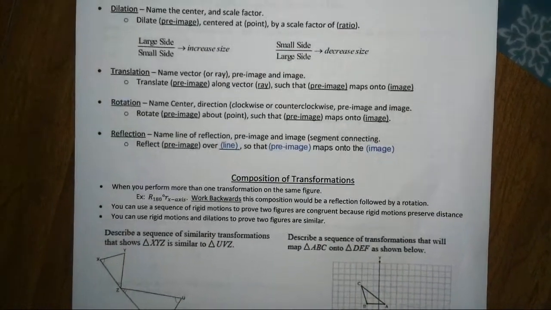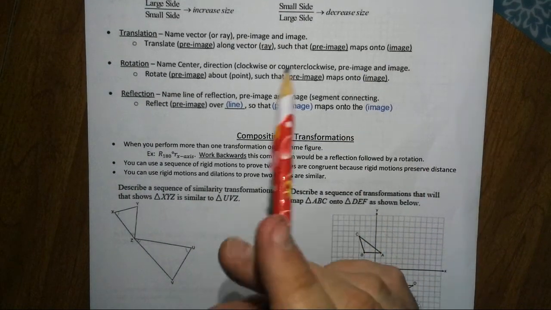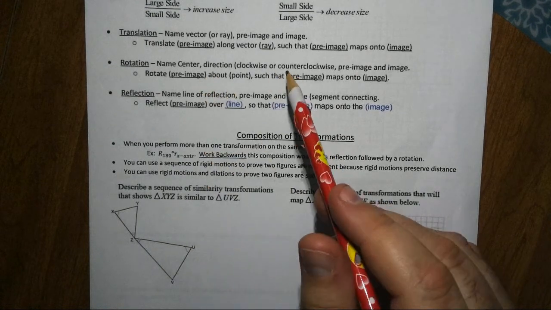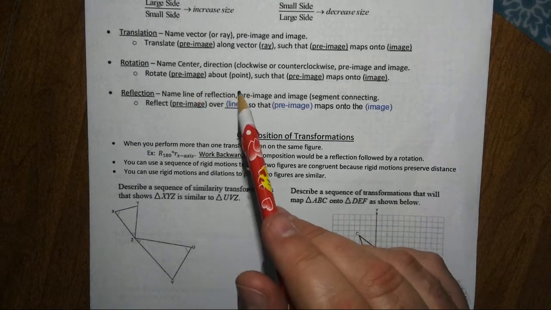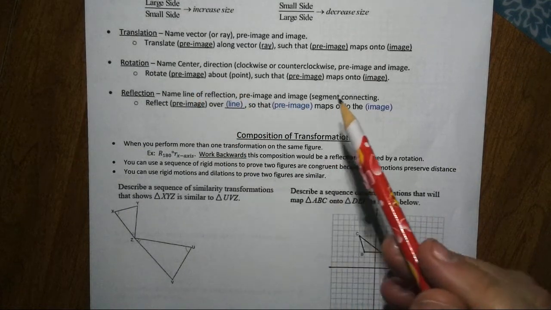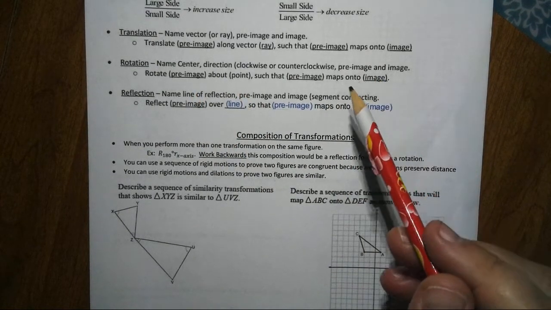Translation. Name the vector array. So what are you translating what, along what line, such that what maps onto what. Rotation is rotate what shape, about what point, and then how far, so that something maps onto something, or is it going 90, 180 degrees?